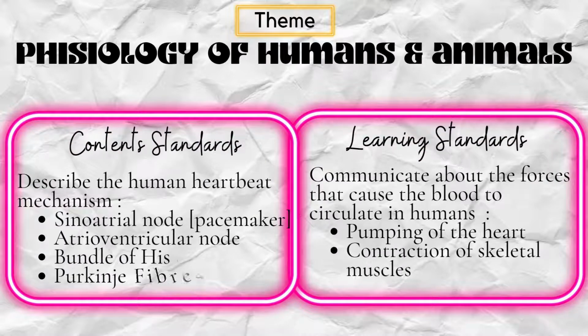First things first, let's look into the theme for this topic, which is Physiology of Humans and Animals. The content standards are: describe the human heartbeat in sinoatrial node, which is the pacemaker, atrioventricular node, bundle of His, and Purkinje fibers. The learning standards are: to communicate about the forces that cause the blood to circulate in humans by the pumping of the heart and the contraction of the skeletal muscles.